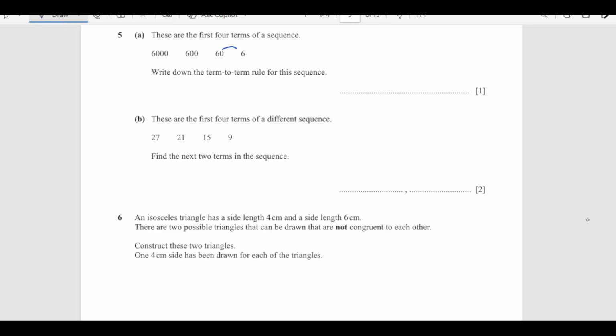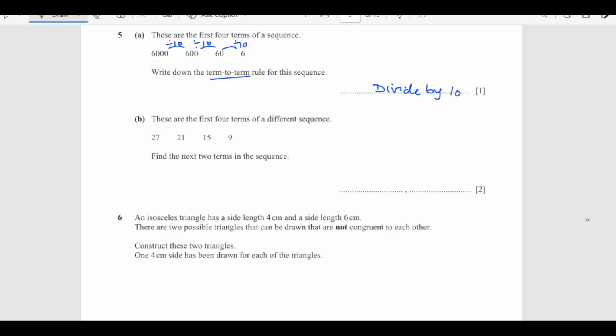If I see here, if we divide by 10, we can get everywhere. You can see 10 is getting less than the previous one. So divide by 10. So write down the term to term rule is divide by 10, right?